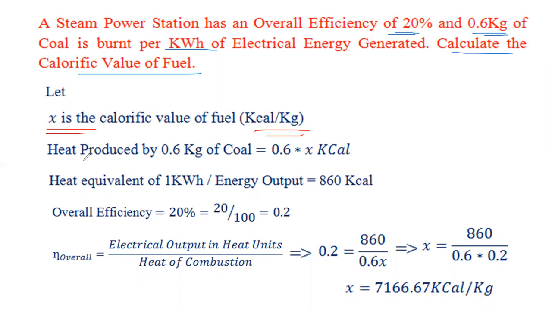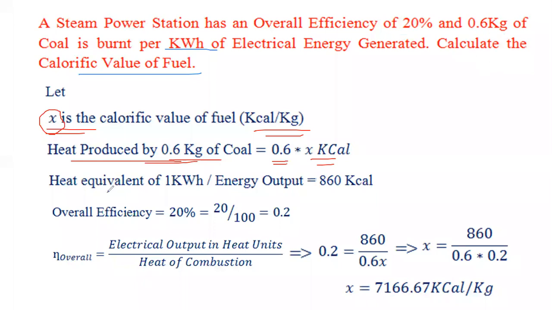And the heat produced, that is the steam produced, how much coal is utilized? 0.6 kg of coal per kilowatt hour. That is 0.6 multiplied with respect to the calorific value. We are assuming the calorific value is X, so multiply here the X value.